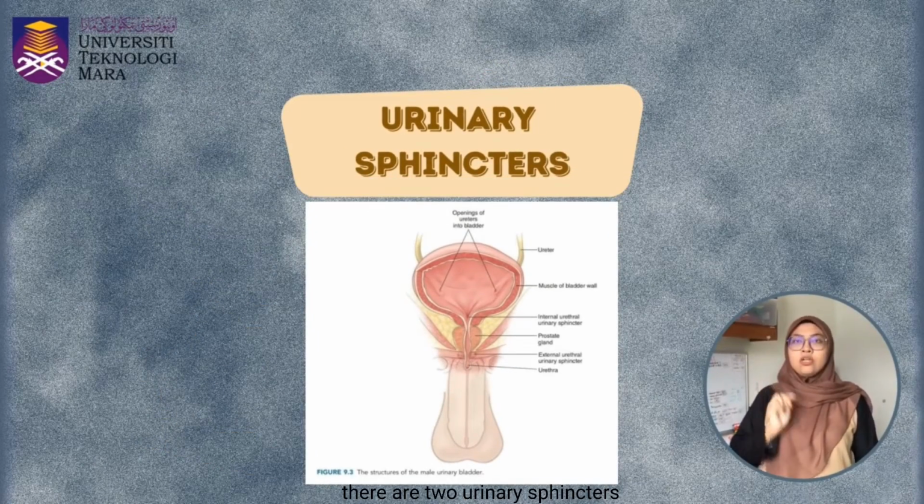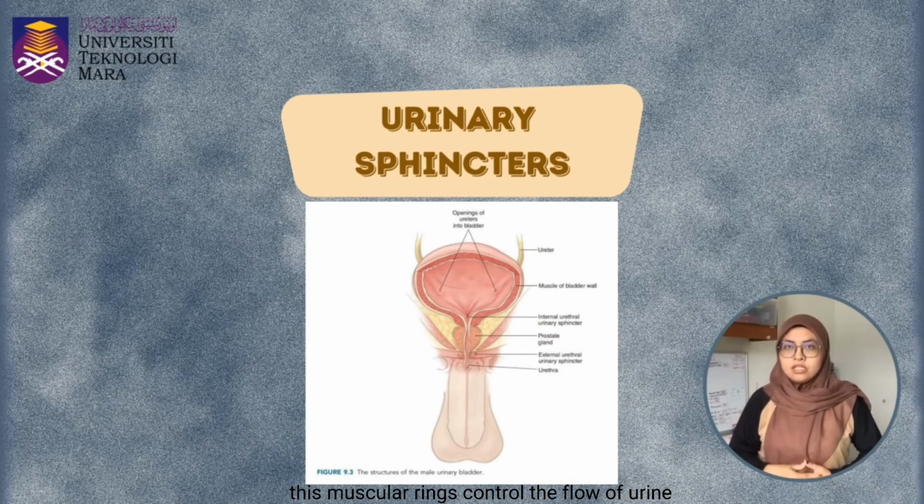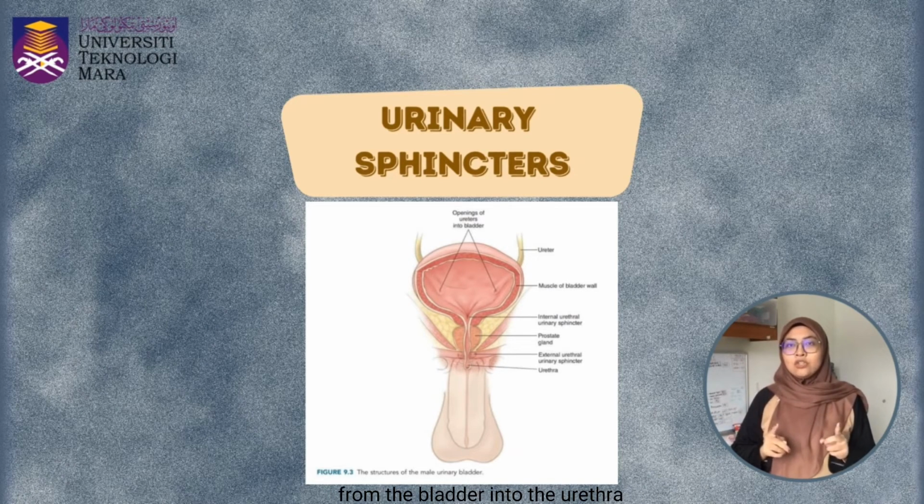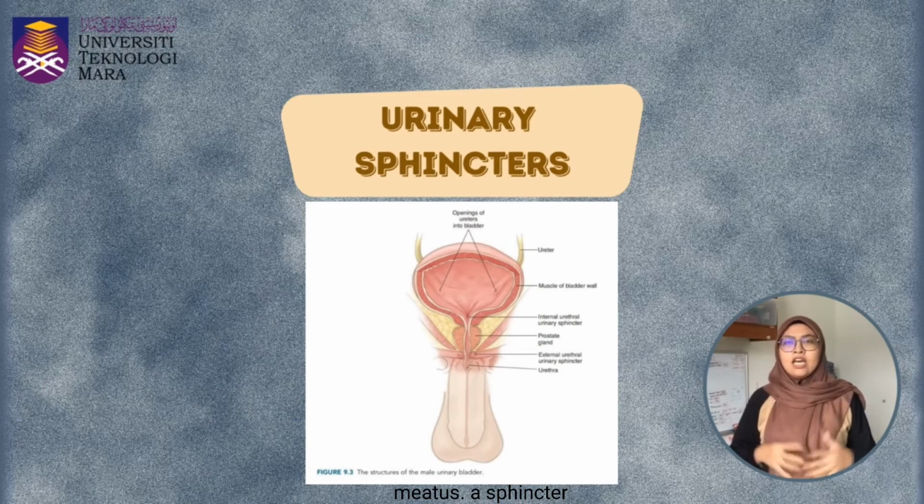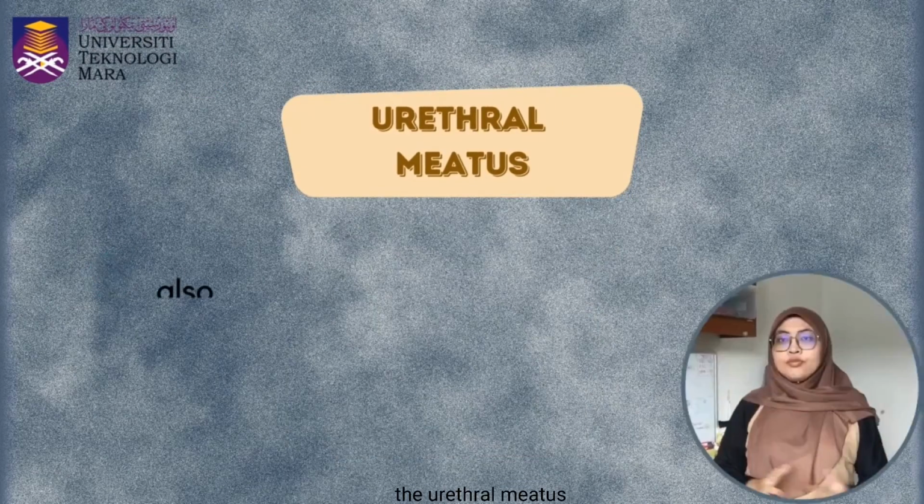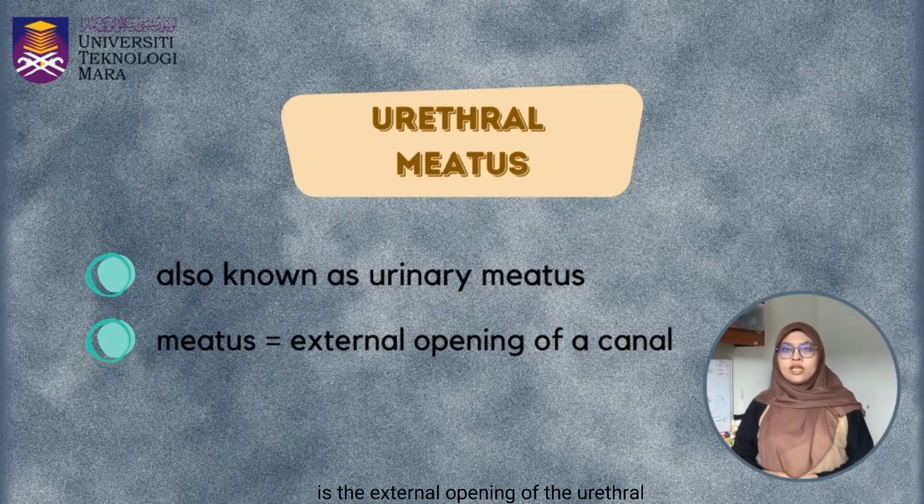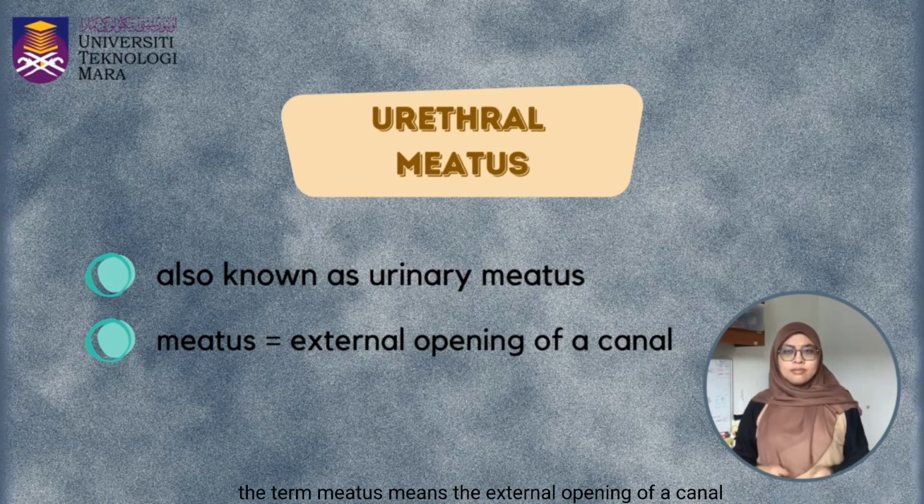There are two urinary sphincters, one located at either end of the urethra. These muscular rings control the flow of urine from the bladder into the urethra and out of the urethra through the urethral meatus. A sphincter is a ring-like muscle that closes a passageway. The urethral meatus, also known as the urinary meatus, is the external opening of the urethra. The term meatus means the external opening of a canal.